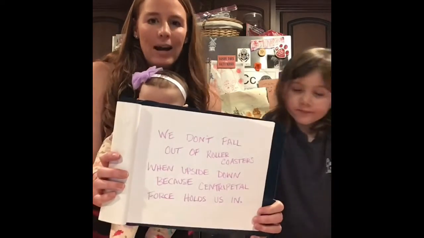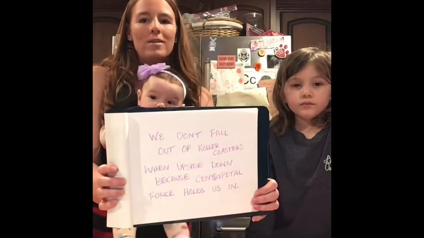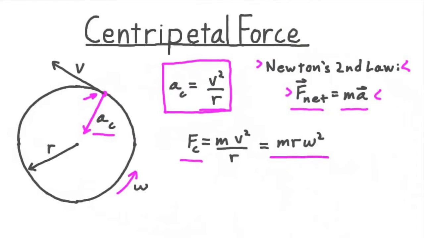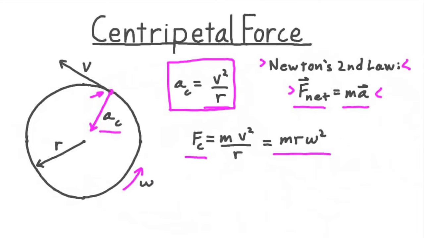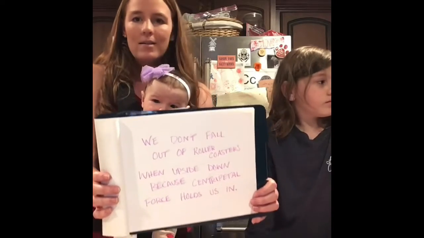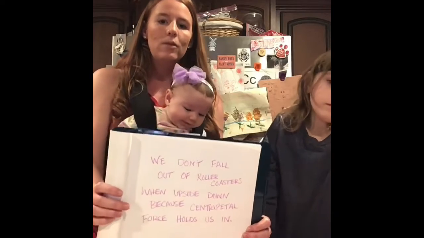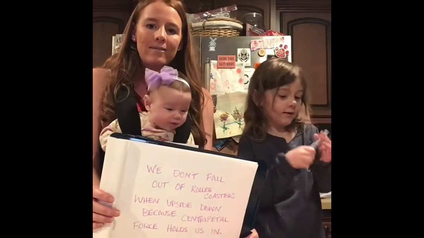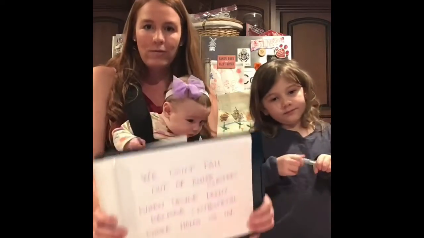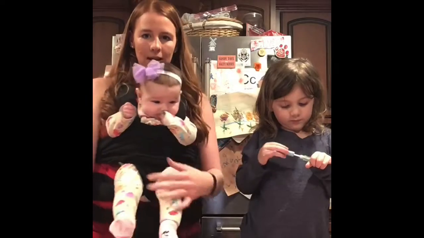The second fun fact about roller coasters: we don't fall out of roller coasters when we go upside down because of centripetal force. The architects and artists and engineers that design roller coasters have to think about centripetal force when they design their roller coasters. Because if you go upside down, there is a special force that is keeping you from falling out. I know we are harnessed in, kind of like Kehlani is right now.